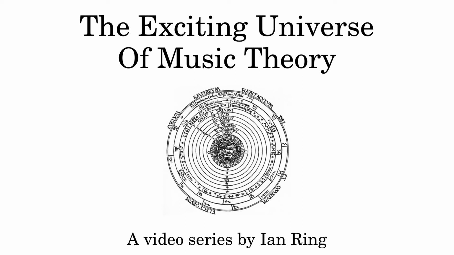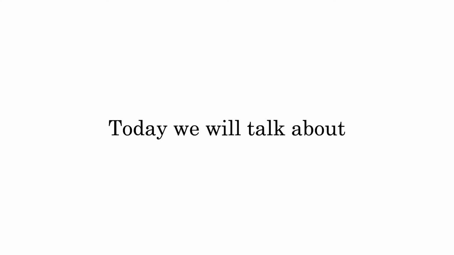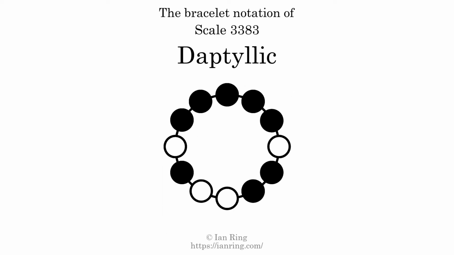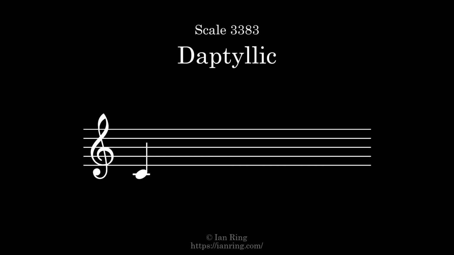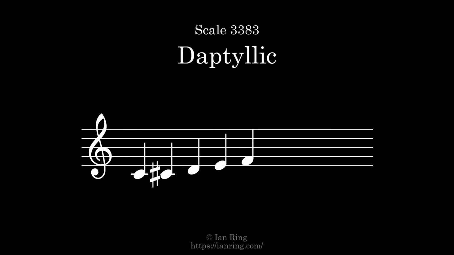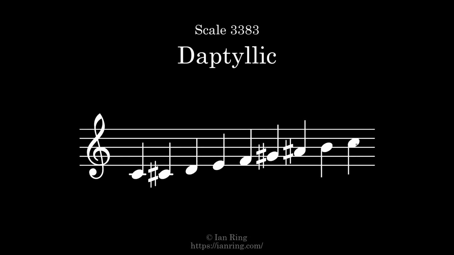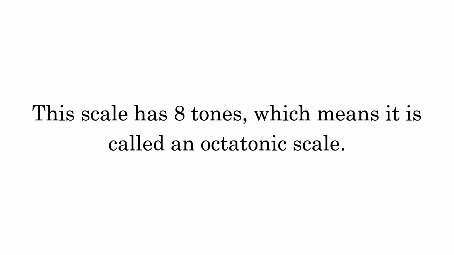Welcome to the exciting universe of music theory. Are you ready to learn? Then let's begin. Today we will talk about scale 3383, Daptyllic, which sounds like this. This scale has 8 tones, which means it is called an octatonic scale.